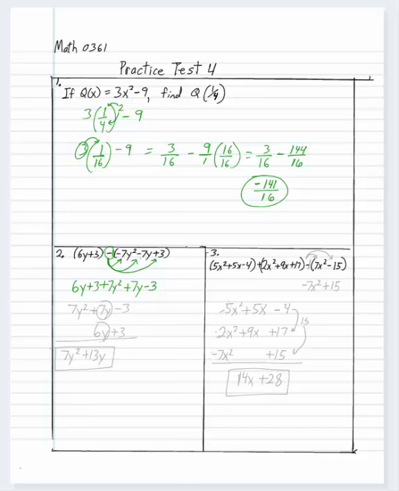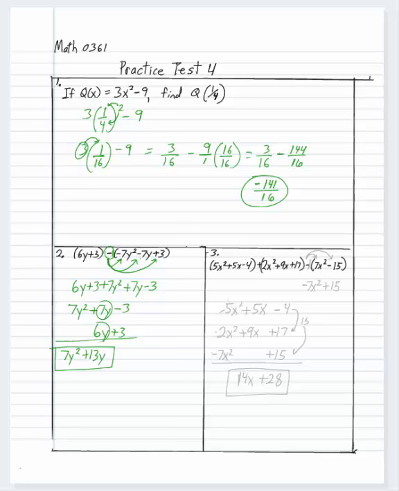Okay, well, let me rewrite this. And the way I'm going to rewrite it is I'm going to put like terms underneath each other. So that way when we add and subtract, everything's lined up ready to go. 7y squared is just 7y squared. 7y plus 6y is 13y. And negative 3 plus 3 is 0. And that is our answer.